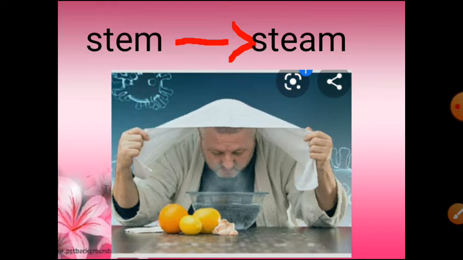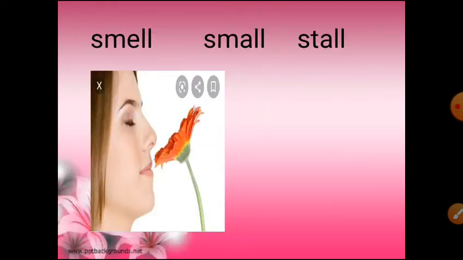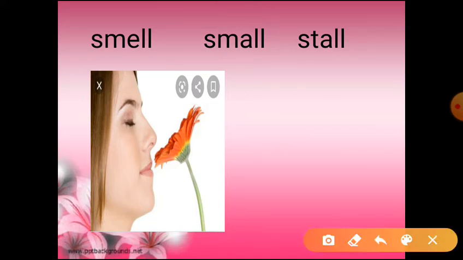Okay. Now you can see, make the word smell. The flowers smell so good, is it not? Now out of that, make the word small. How will you make it? In the place of E, you have to add the letter A.